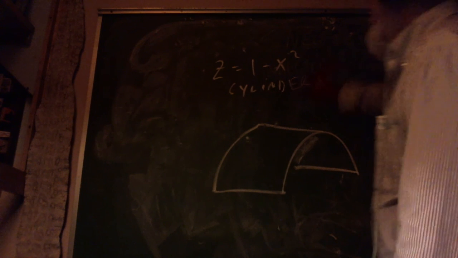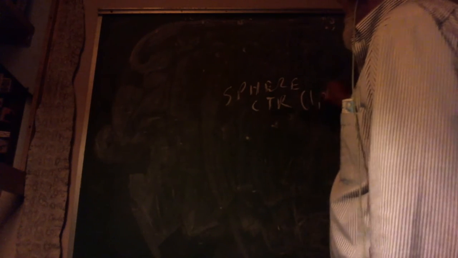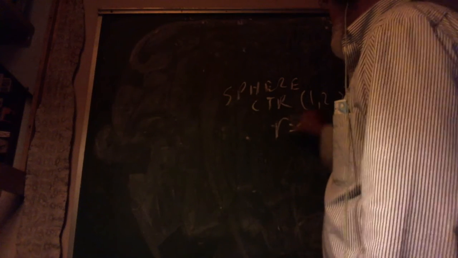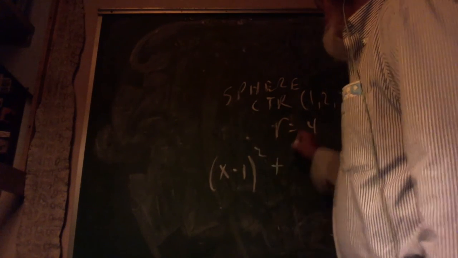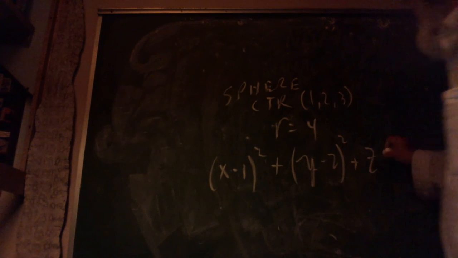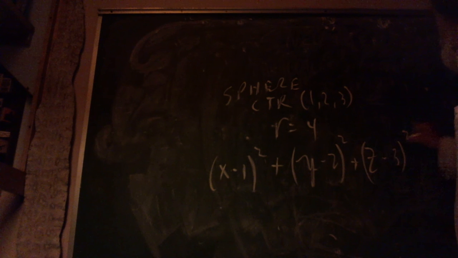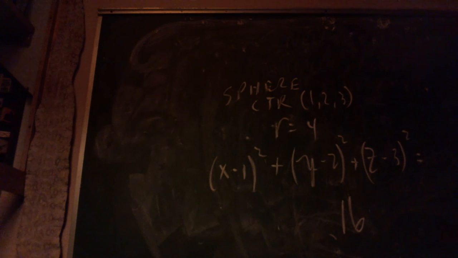All right, and then there's a sphere with center 1, 2, 3, radius 4. And that would be x minus 1 squared plus y minus 2 squared plus z minus 3 squared equals 16, because you have to have r squared. And that's the end of our video for today.